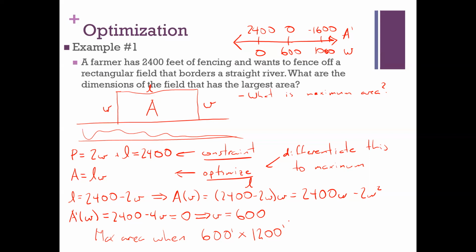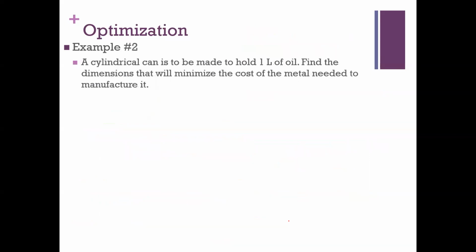All right. Let's look at the 3D one. So I'm going to make a cylindrical can, and it has to hold 1 liter of oil. I want to find the dimensions that will minimize the cost of the metal needed to manufacture it. All right, so what would you like to do first?